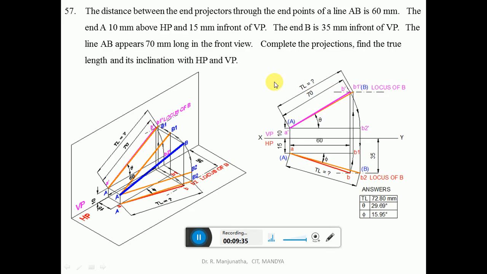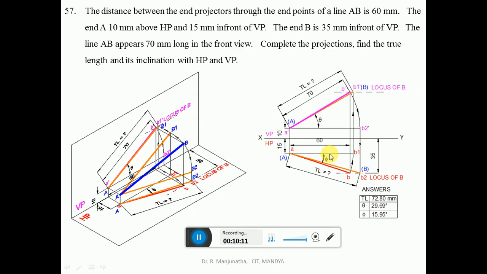Now first we know that the line AB, 70 mm, appears 70 mm long in the front view. That means the front view of the point B dash should lie on this end projector. So you measure this using the compass. You measure the distance of 70 mm with A dash as center. Cut an arc on this end projector line so that you get the point B dash. Then mark that point as B dash and join A dash B dash with a dark line. Then draw a horizontal dash-dot line here, which is going to be the locus of B in the front view. So now we have the front view and the top view.